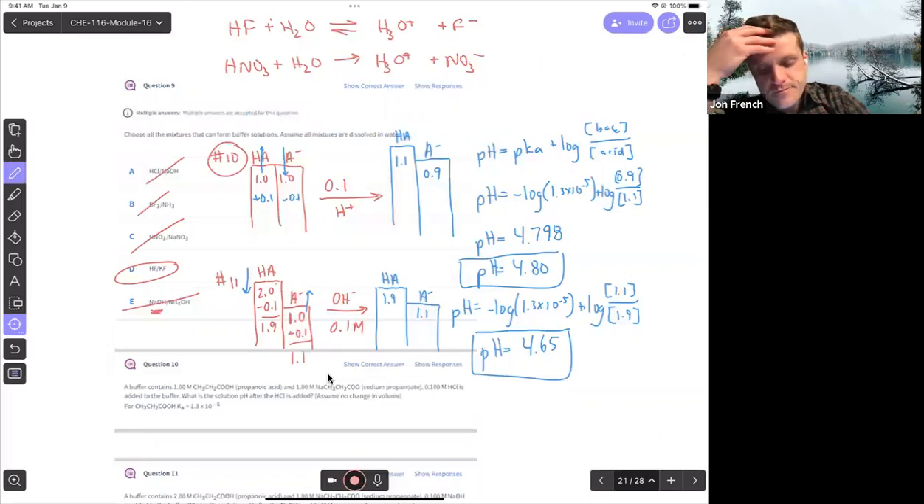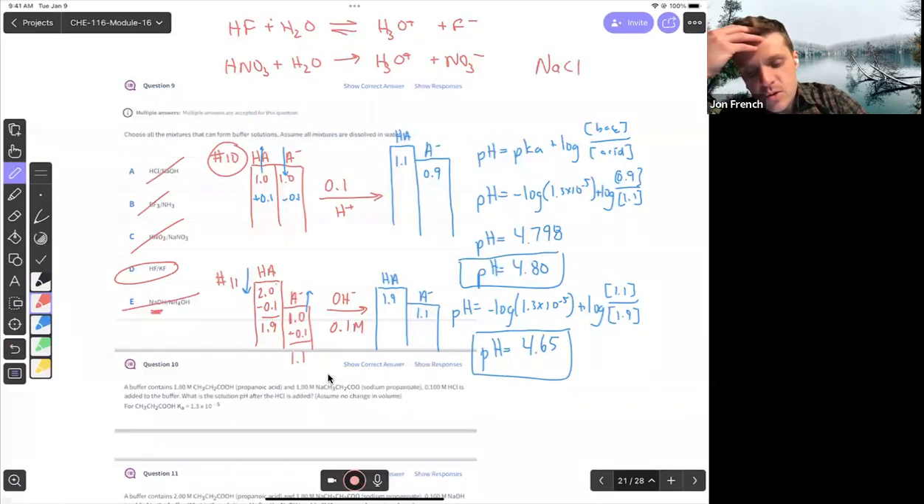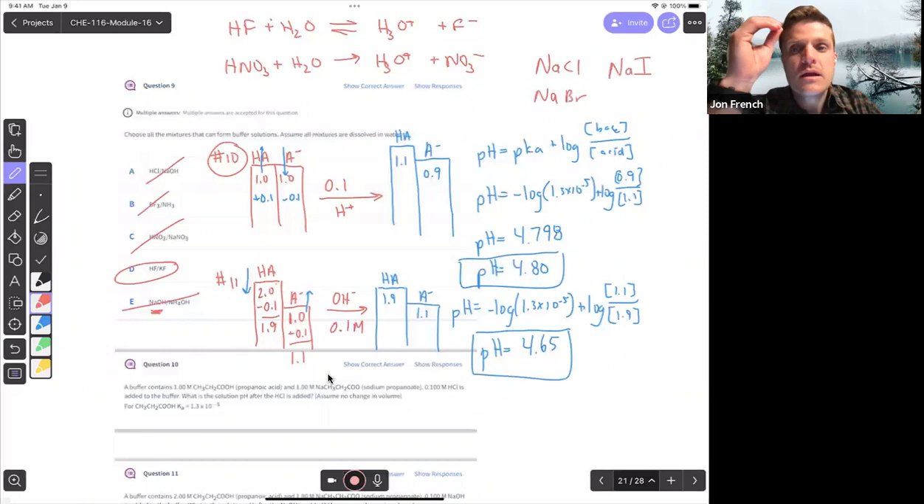I could add sodium chloride. I could add sodium bromide. I could add sodium iodide, sodium chlorate. All of those salts are not going to change the pH of the solution because these conjugate bases are all conjugate bases of strong acids.